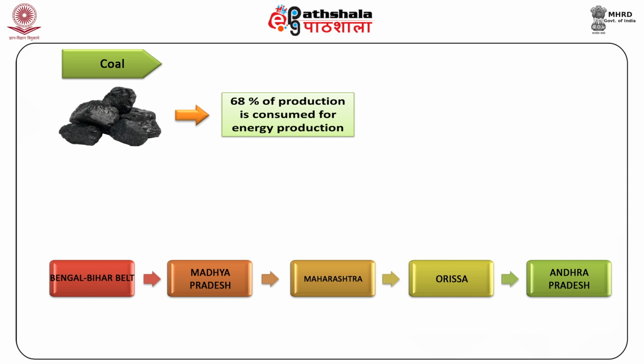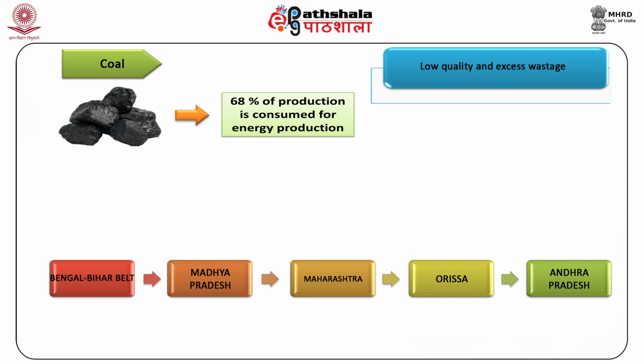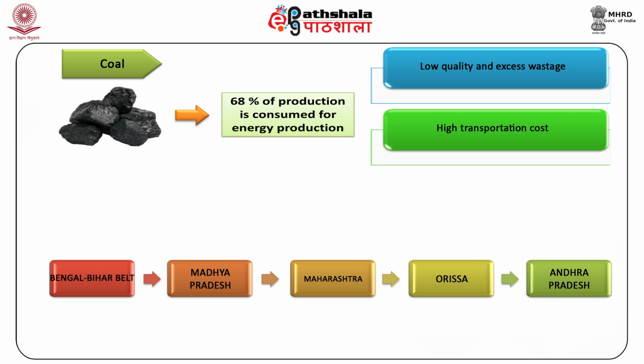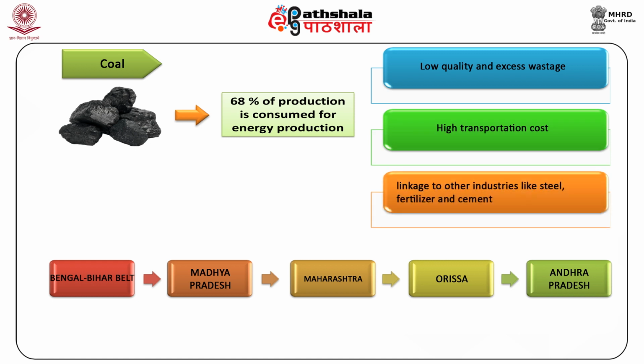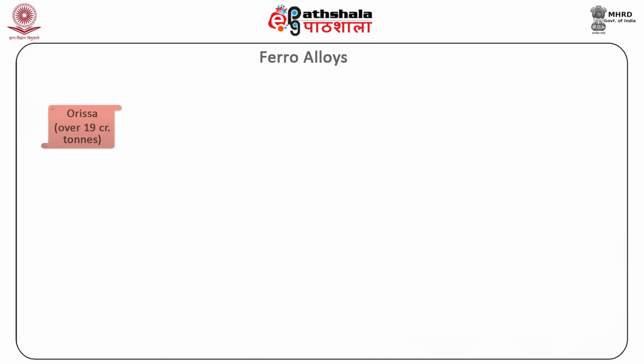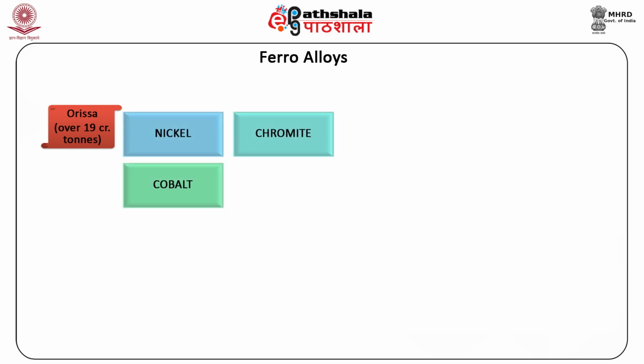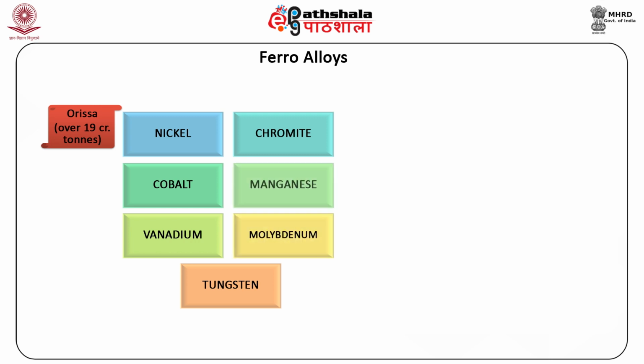Other issues include low quality and excess wastage, high transportation cost, and linkage to other industries like steel, fertilizer, and cement, making it all the more important. Ferro alloys, or metals used with iron to make steel, include nickel, chromite, cobalt, tungsten, vanadium, molybdenum, and manganese. Only manganese and chromite are in abundance, with total reserves of 59.2 crore tons for both.